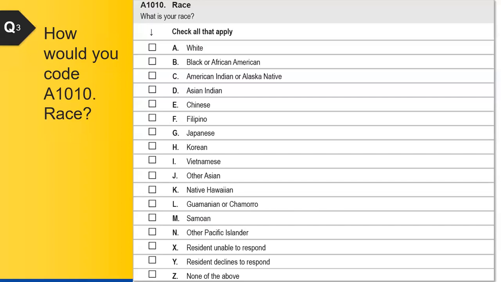Okay, I think we can close the poll. Okay, we've got about 90% saying B and X. Let's look at the correct response. And that is correct. The answer is B, Black or African American, and X, resident unable to respond.